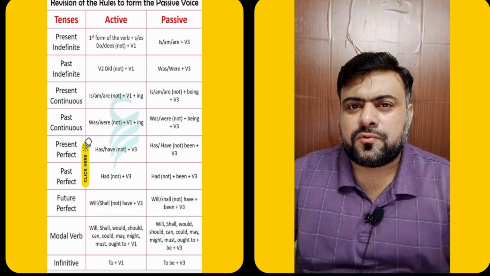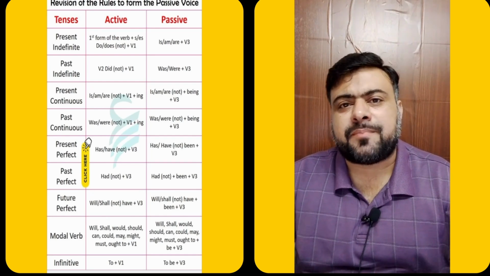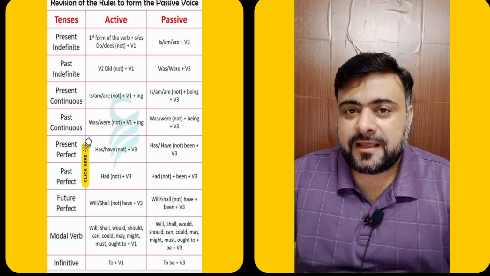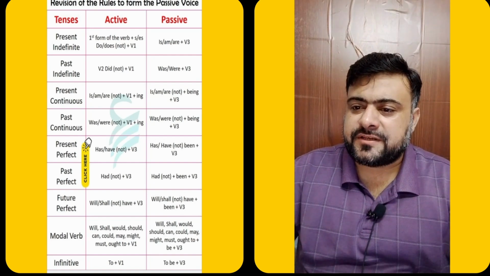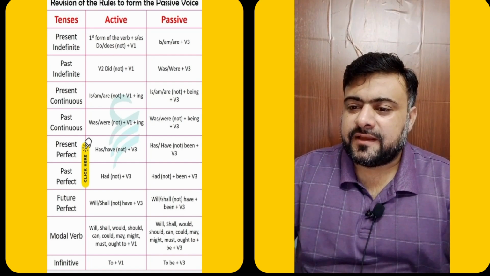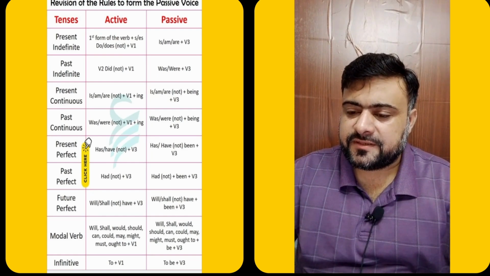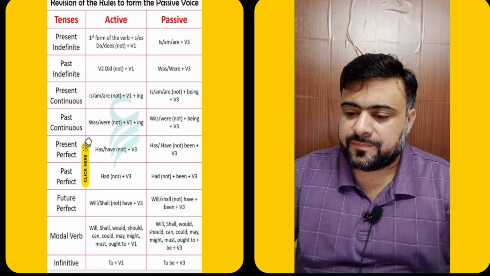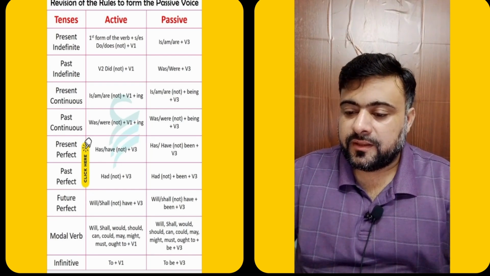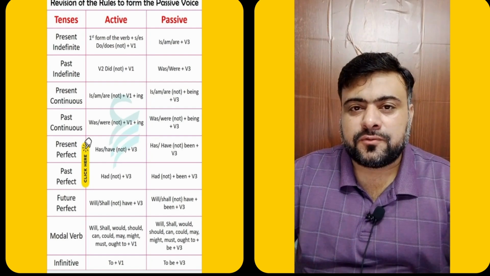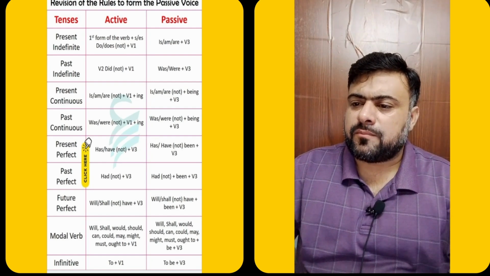Now here are some rules which show how the active voice is changed into the passive voice in different tenses. For example, in the first column we have got the present tense, past indefinite, present continuous, past continuous, present perfect, past perfect, future perfect, modal verbs like will, shall, would, should, could, and infinitive, to be.